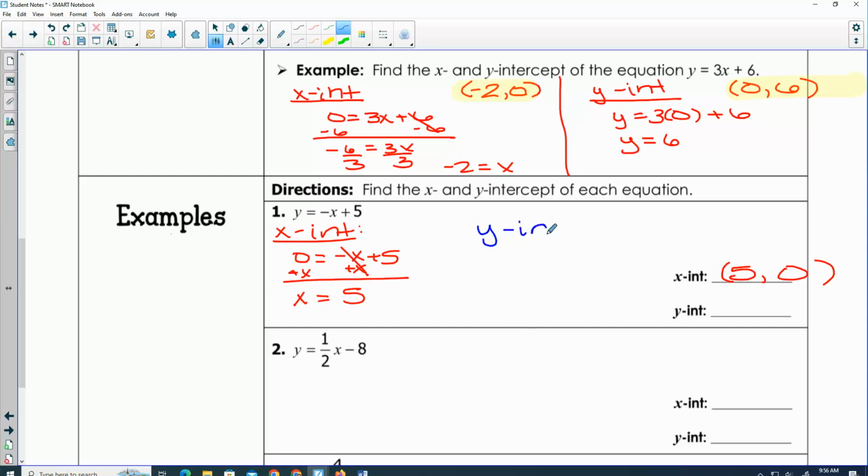So to find a y-intercept, how do we find the y-intercept? Make the x 0. So y equals the opposite of 0 plus 5. What's the opposite of 0? Still 0, right? It's nothing. Plus 5 is just 5. What would that ordered pair be? 0, 5. X was 0 and y is 5.